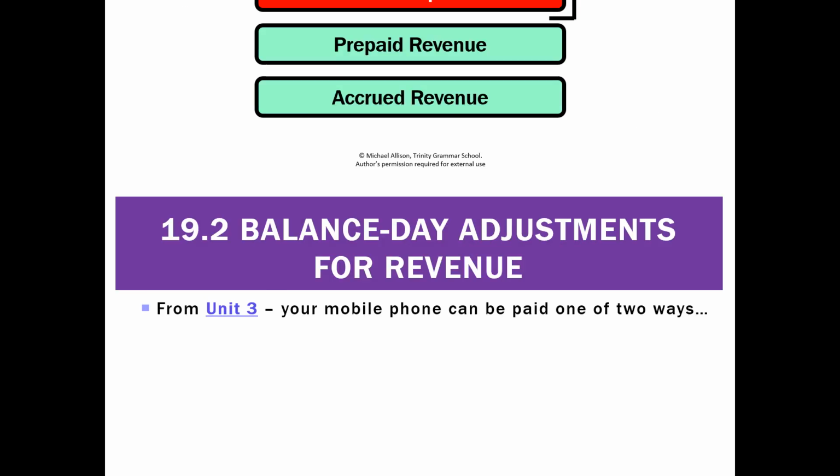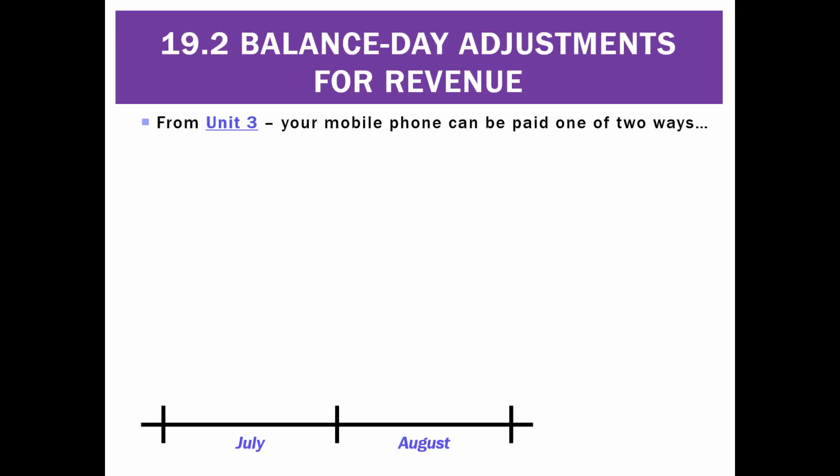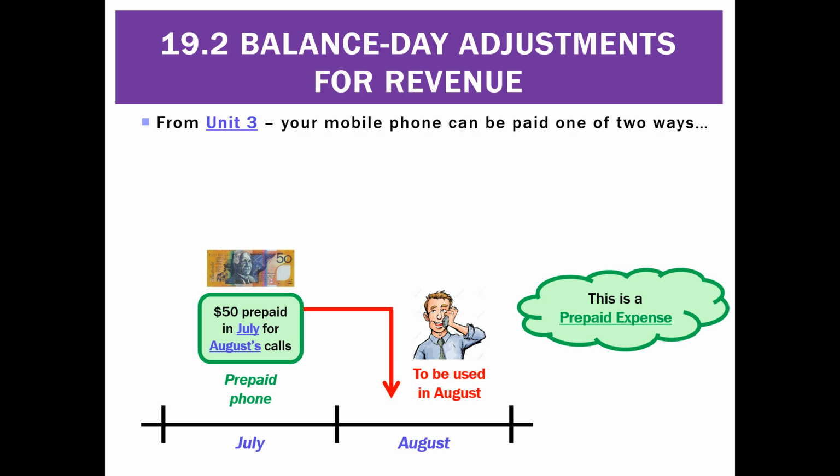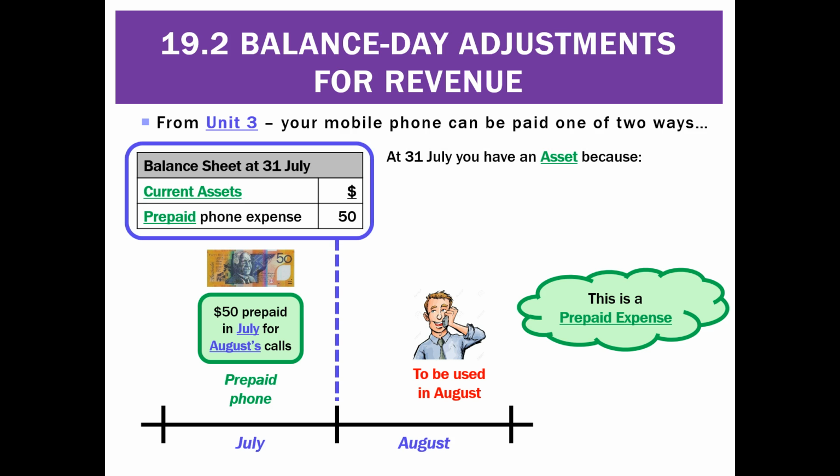Before we do that, let's just refresh what we know from Unit 3. For example, if I had a mobile phone plan where I prepaid my calls in July, and that's actually $50 that I'm not going to use until August, which is a common way that a lot of people pay their mobile phone. We call this a prepaid expense, and if I were to do a balance sheet at the end of July, I'd list that as a current asset.